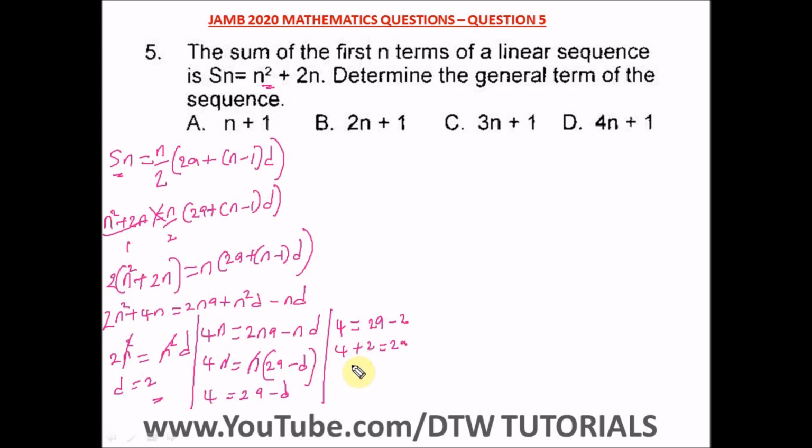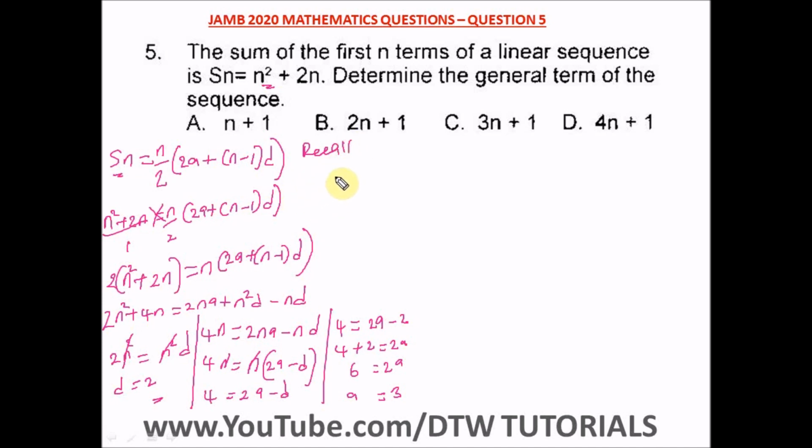So 4 plus 2 is 6 equals 2a. Therefore a is equal to 3. So now we found our d, we found our a. Now if you recall, I want us to kind of recall back.